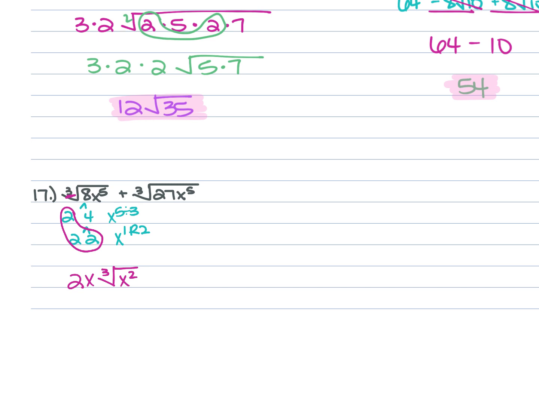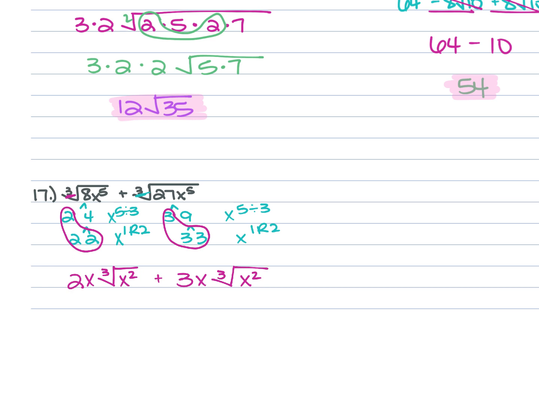For the cube root of 27, x to the 5th power. That 27 is 3 and 9. 9 is 3 and 3. So again, you're grouping up sets of 3. That gives you 3 on the outside. That x to the 5th power, again, we divide that power by 3 since your index is 3. That gives you x to the 1st power with a remainder of 2. So when x comes out, the x squared stays under.